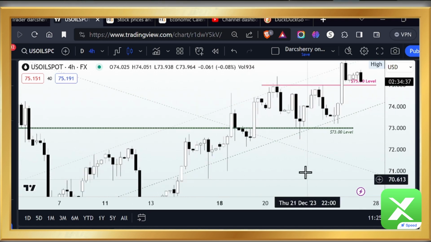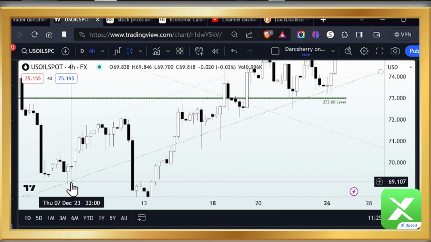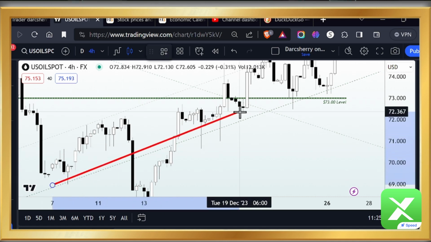Now, what I did on the 4 hours time frame was to take into consideration the nature of price action since the beginning of this month. And if you do that correctly, you will see how it has been more of a bullish scenario despite the long-term and holistic bearish perspective to this market.